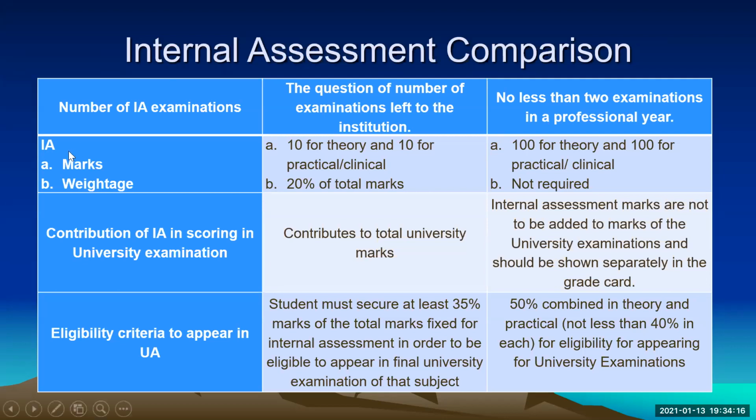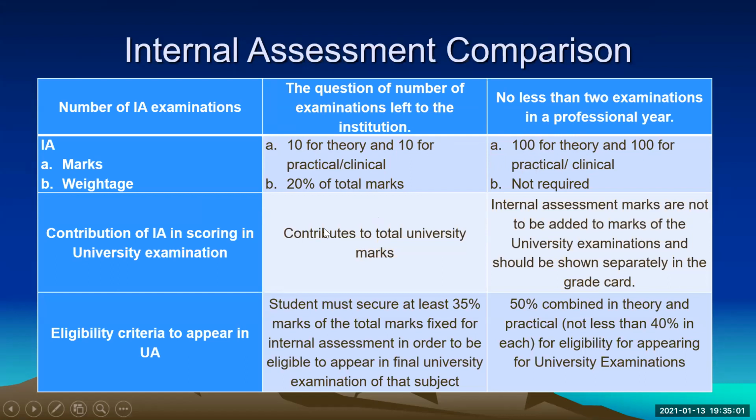If it is feasible, some institutes can go for more than that also, but the minimum number is 2. Then regarding the internal assessment marks, up till now we used to give 10 internal assessment marks for theory and 10 for practical. Now it has been increased substantially to 100 for theory and 100 for practical or clinical examination. The weightage was 20% of the total marks, but now an absolute number has been given. The 10 came because our overall paper was of 100, including theory and practical, so out of that 20%, we used to get 10 and 10. But now 100 for theory and 100 for practical have been given, so there is no need of weightage.